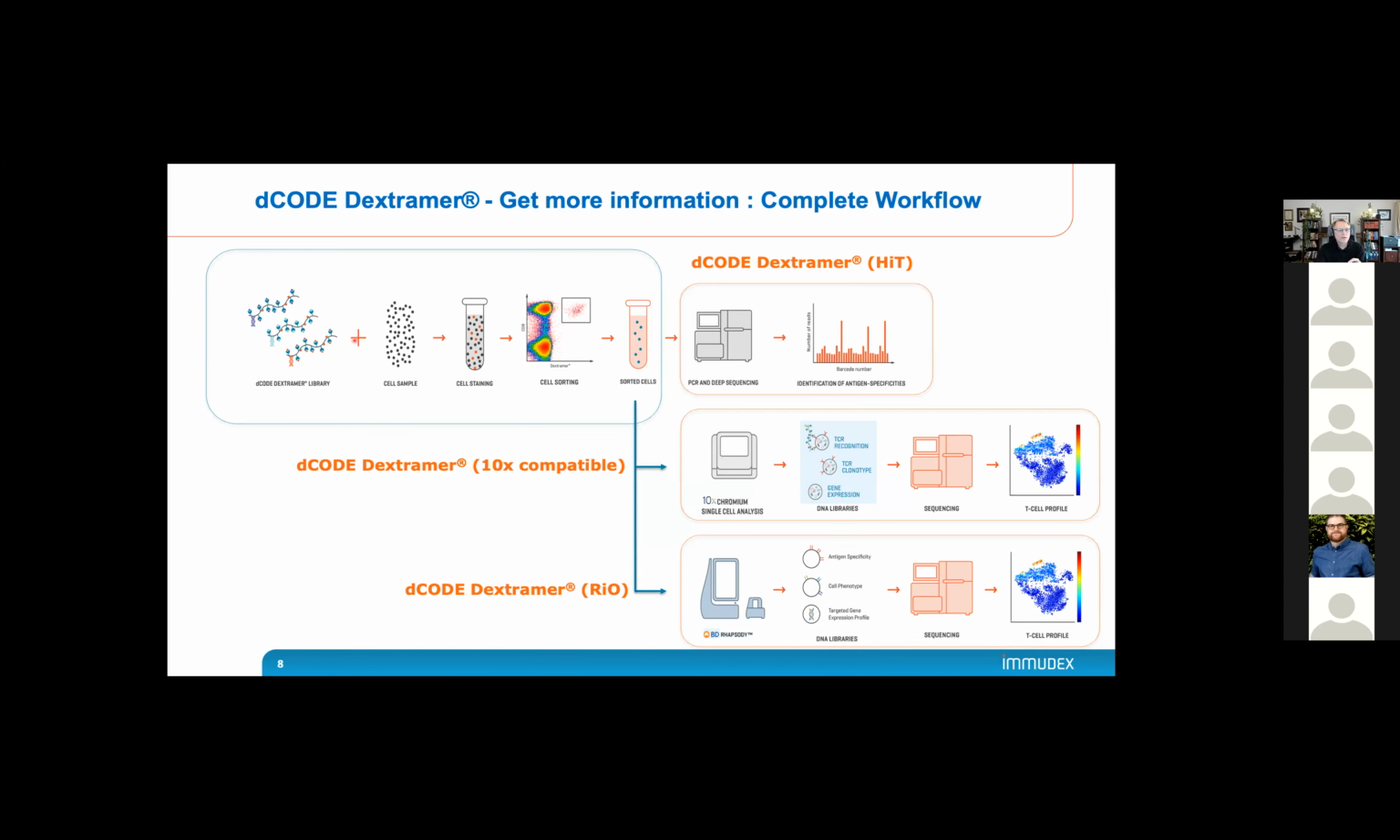So our general workflow is just to mix your decode, that's our trade name for the barcoded dextramers, decode library together, label your sample, stain them, perform that cell sorting step, and then you can go on into your single cell platforms. And we have our own barcodes, which we call HIT. And we also manufacture barcodes that have been developed in conjunction with both 10x Genomics for their Chromium single cell analysis systems and with the BD Rio dextramers that we have that work with the BD Rhapsody system.